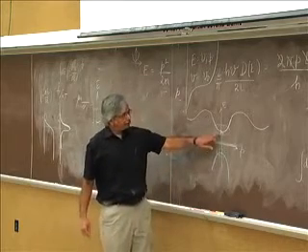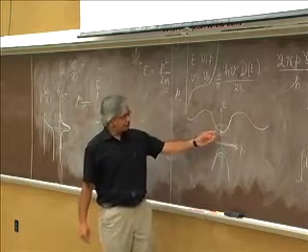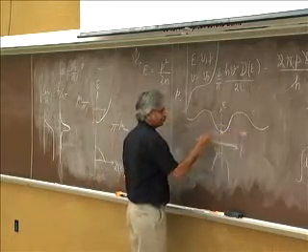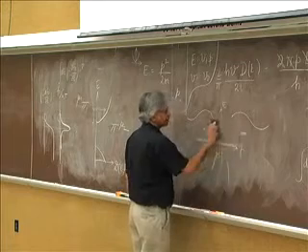And what could happen is there could be multiple minimums. So you could have one minimum here and another one here, for example. So you could have something that looks like this.